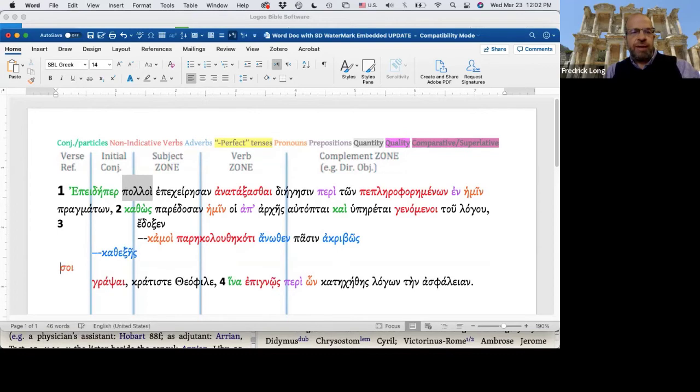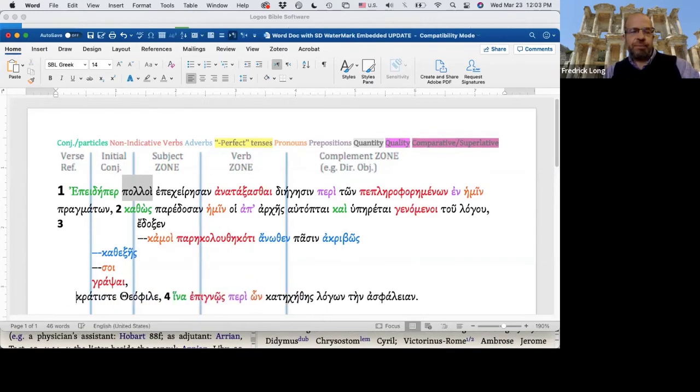So what I'm doing is, in this method of semantic diagramming and analysis, I work with zones, which you can see as the watermarked text here, and verse reference, initial conjunction, subject zone, verb zone, and complement zone. So I line things up into their zones, and then everything else is a modifier. So really the main subject here is to write. To write is the subject of the verb.